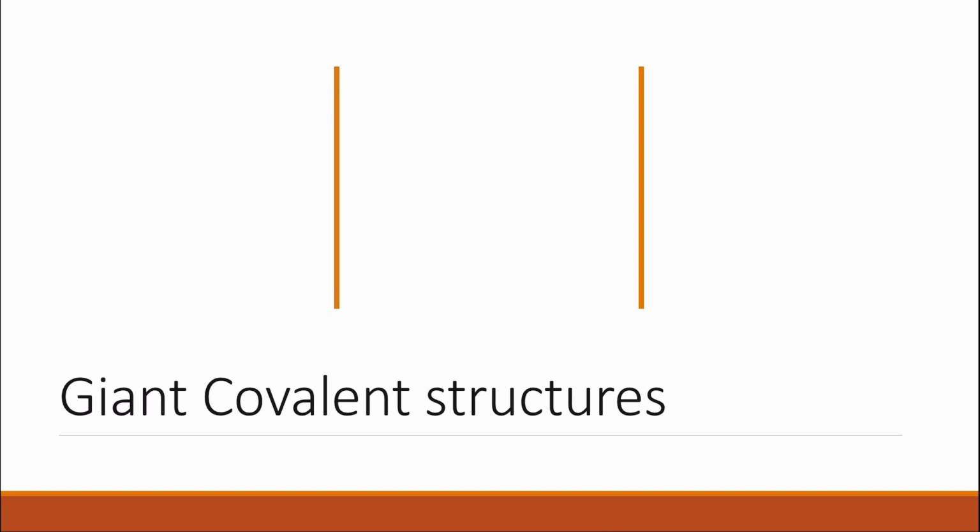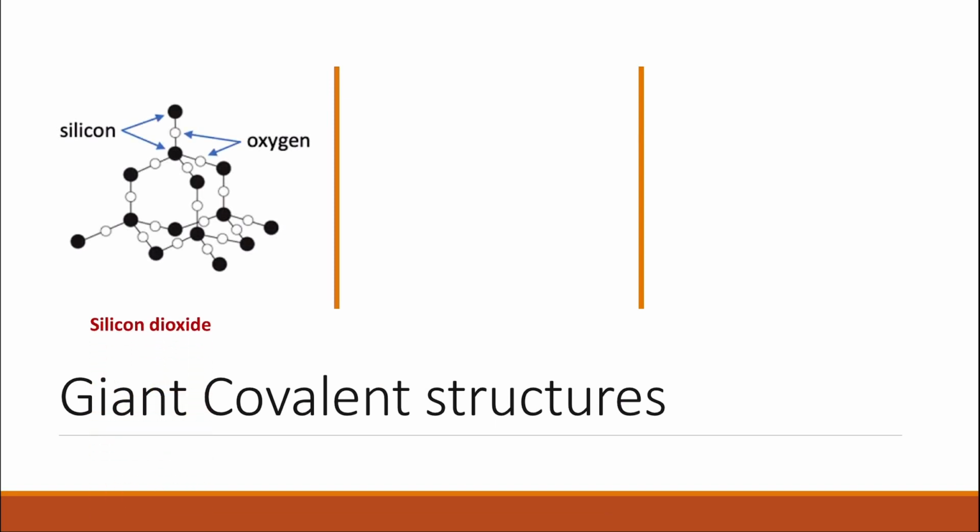Then we have the giant covalent structures. Giant covalent structures only have covalent bonding and they usually have high melting points. Let's have a look at some examples. Silicon dioxide is sand, so a sand grain is formed of silicon dioxide. Silicon dioxide is a giant covalent structure formed of covalent bonding between silicon atoms and oxygen atoms. There is no other type of bonding other than these covalent bonds, so this is why they have a very high melting point.